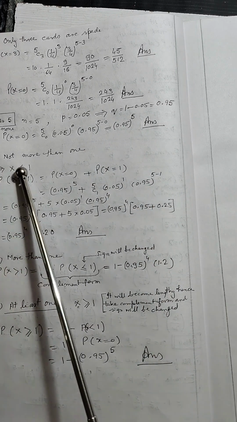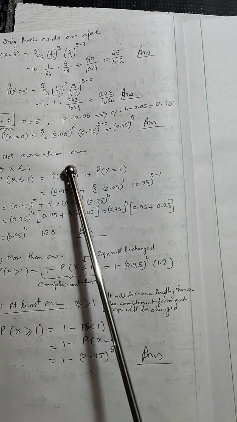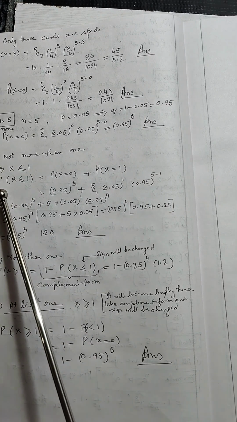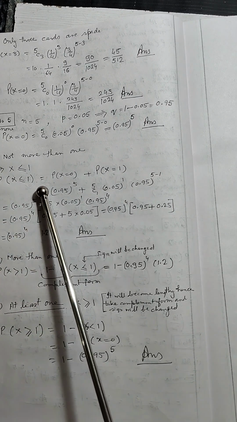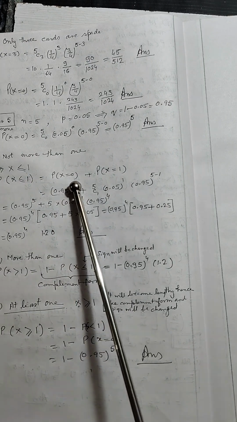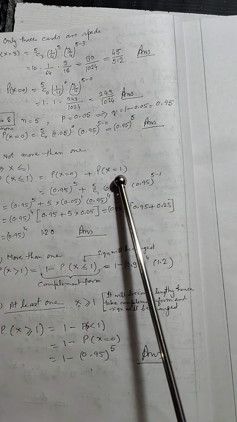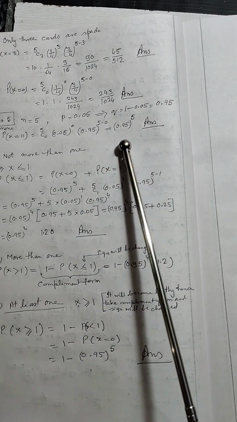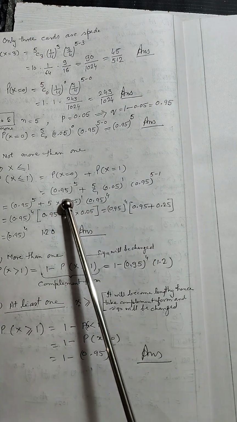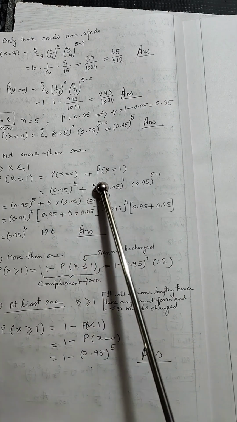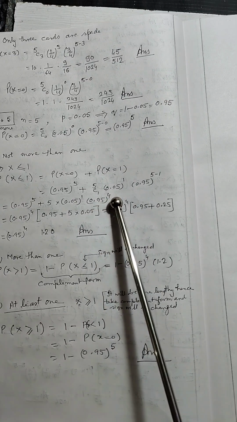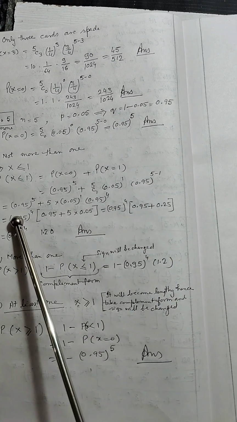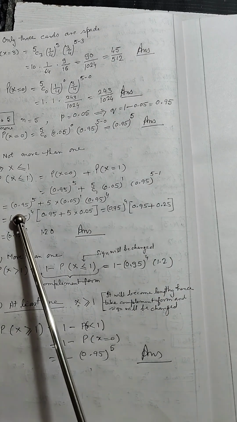Now come to the second part, not more than 1. Not more than 1 का मतलब क्या हो गया, it is x is less than or equal to 1. So probability of x less than or equal to 1, that will be probability of x is equal to 0 plus probability of x is equal to 1. So probability of x is equal to 0, just we have worked out, that is 0.95 whole raised to power 5 plus 5C1 into 0.05 raised to power 1 into 0.95 raised to power 5 minus 1.